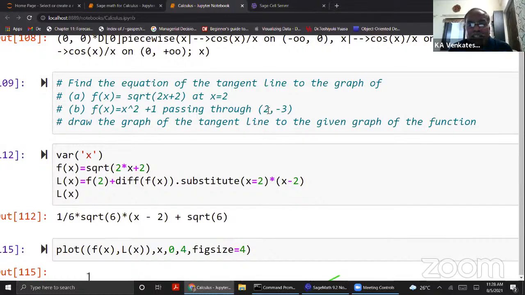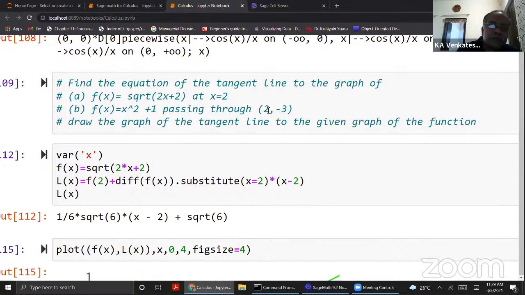Find the equation of the tangent line to the graph. 2 problems are given: f of x equal to square root of 2x plus 2 at x equal to 2. The other one is f of x equal to x square plus 1 passing through the point 2, minus 3. So draw the graph of the tangent line to the given graph of the function. Any method you want, you can do it. So that's what we did.